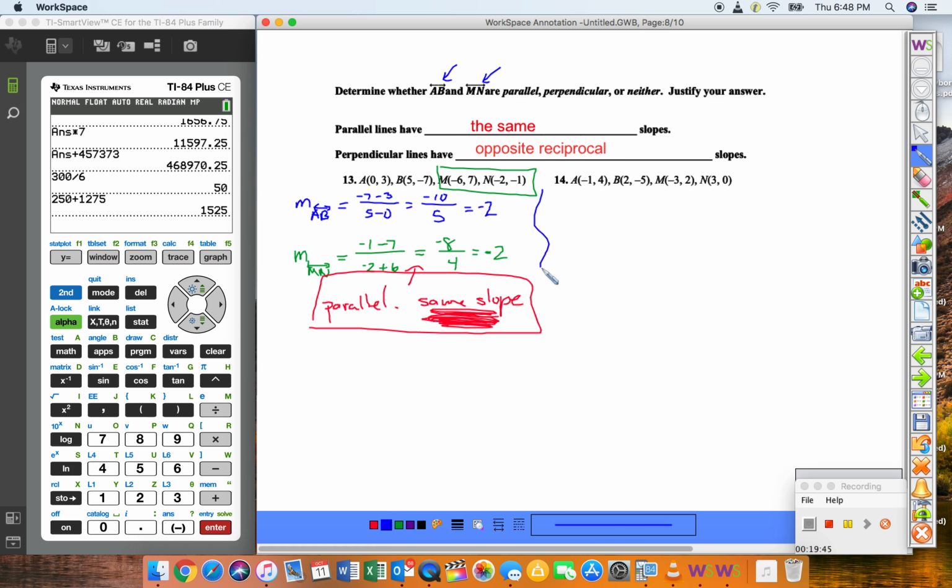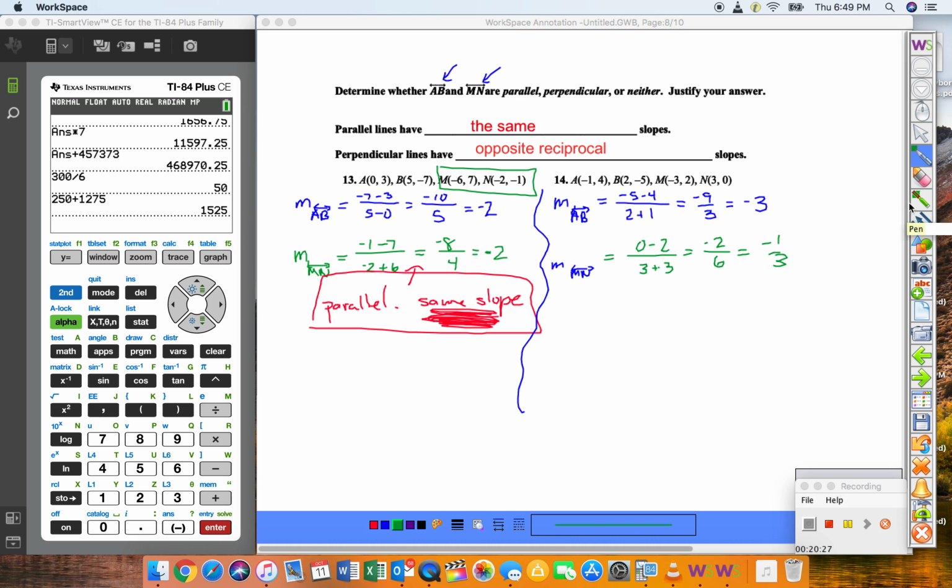So let's do that on 14. Find the slope of line AB. That would be negative 5 minus 4 over 2 minus negative 1. Negative 9 over 3, which is a negative 3. Let's find the slope of line MN. So the slope of line MN is 0 minus 2 over 3 plus 3 in that situation, which is negative 2 over 6, which we usually call negative 1/3.